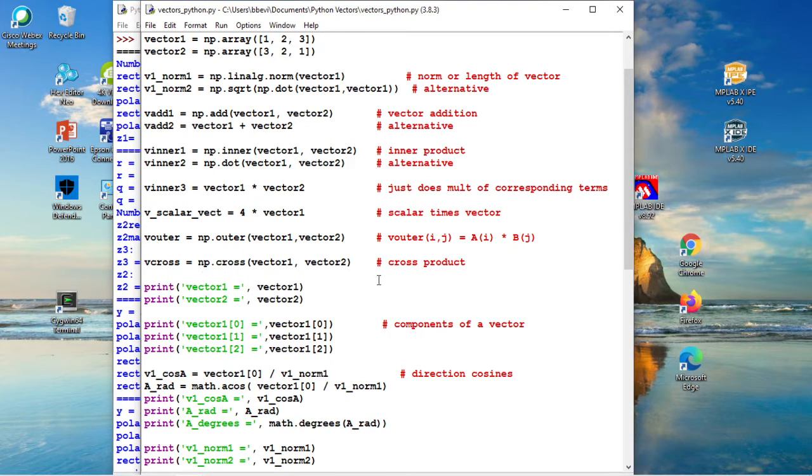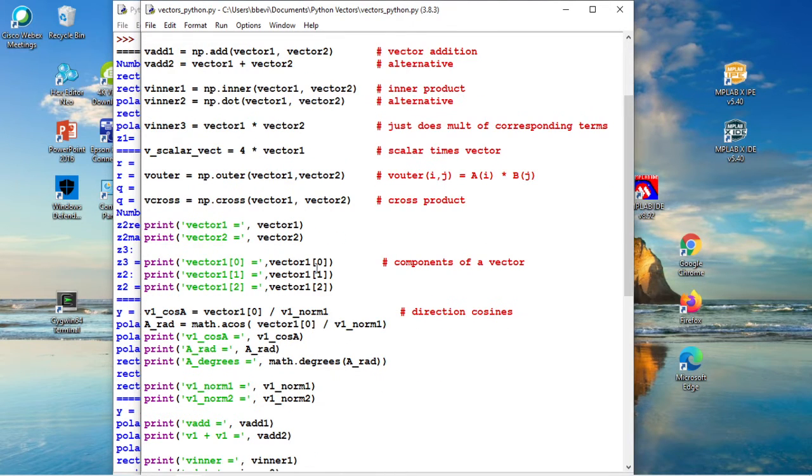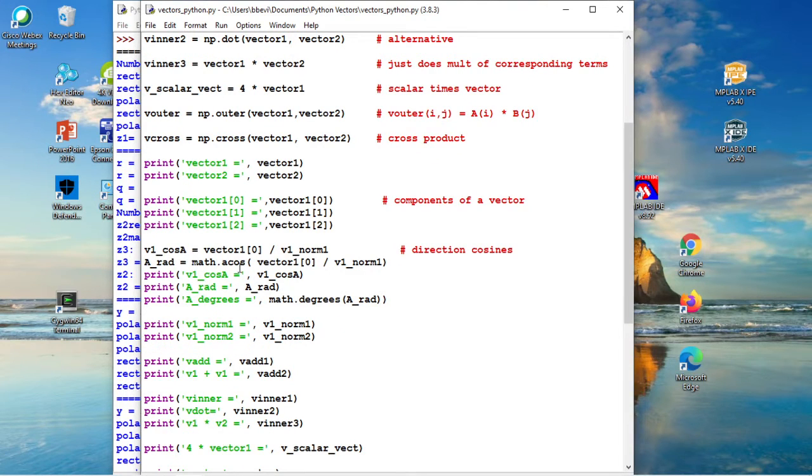So the cross product and the dot product, the inner product, we'll be using in this course. Here we're just printing out the results. These are the components of the vector, and this is how you access the components: you put brackets, and index 0 is the x, then the y, and then the z. And here I'm going in and computing the direction cosines.